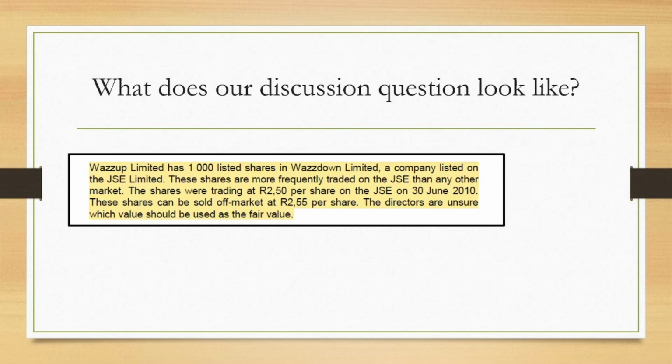What does our discussion question even look like? So in this situation, we have WhatsApp Limited, which has 1,000 listed shares in Wasdown Limited, a company listed on the JSE. These shares are more frequently traded on the JSE than in any other market. The shares were trading at R2.50 per share on the JSE on 30 June 2010. These shares can be sold off market at R2.55 per share, and the directors are unsure which value should be used as the fair value.